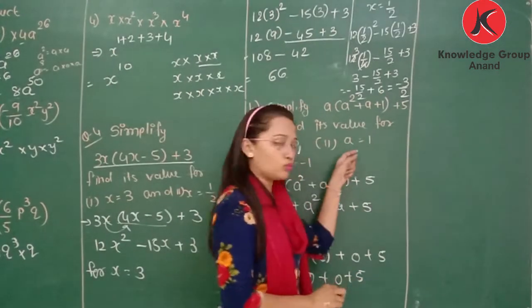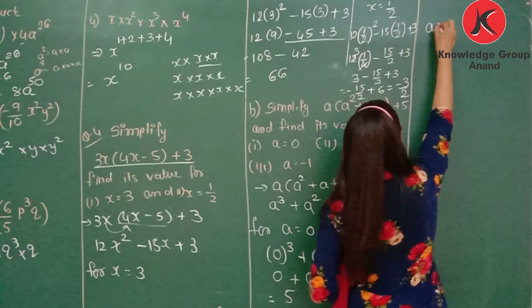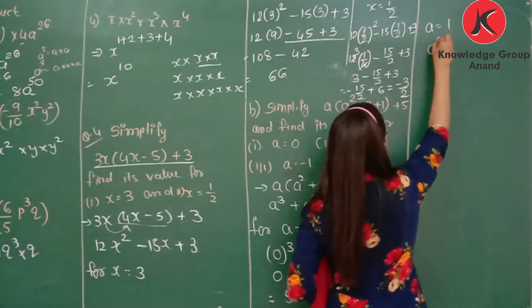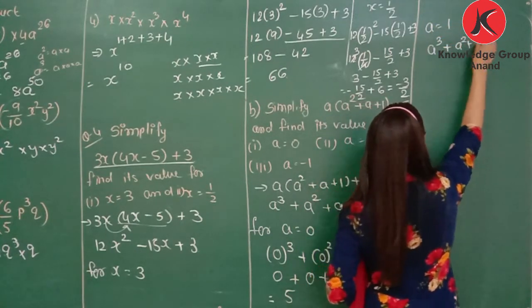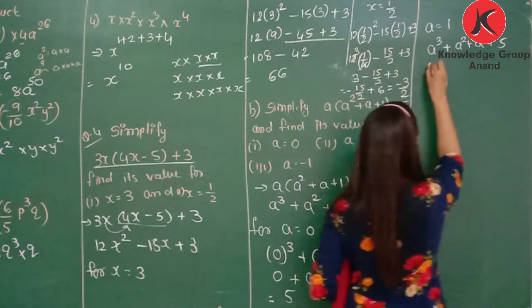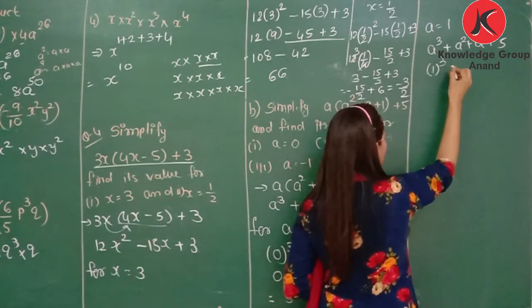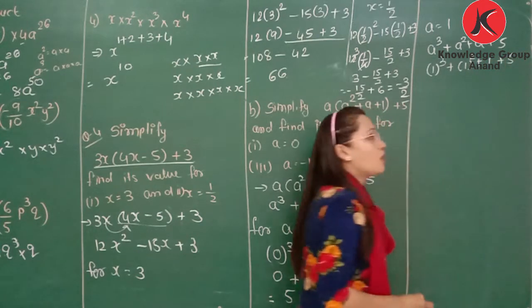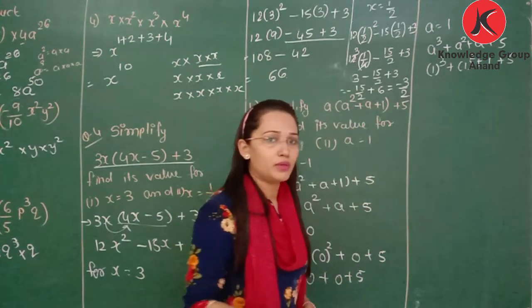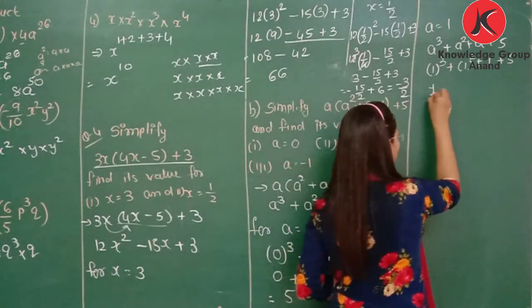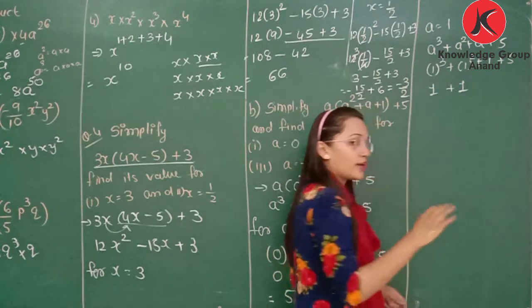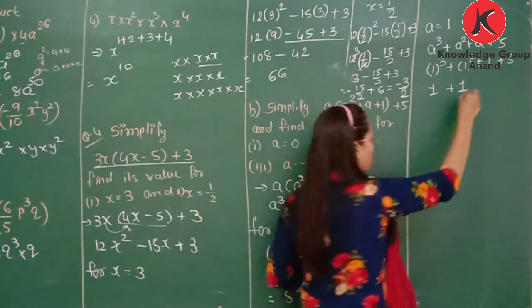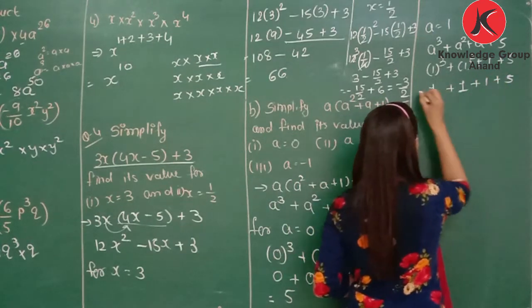Now a is equal to 1. So a cube plus a square plus a plus 5 means instead of a we need to write 1. So it is 1 cube, 1 square, 1 plus 5. 1 cube means 1 multiply 1 multiply 1. That is 1. 1 square is also 1 multiply 1. Plus 1 plus 5, that will be 8.